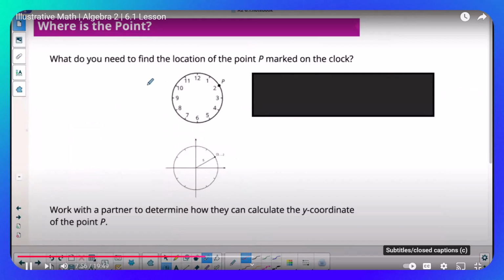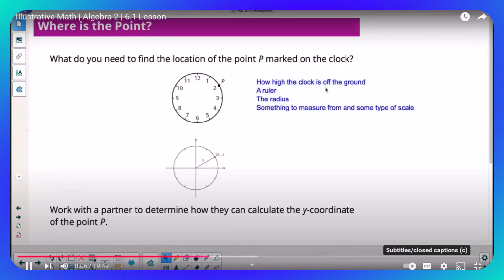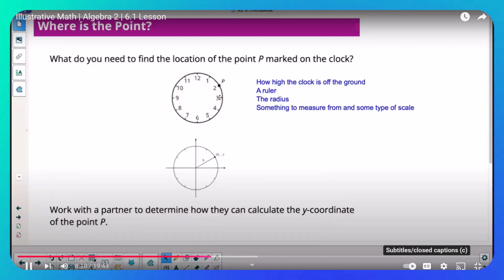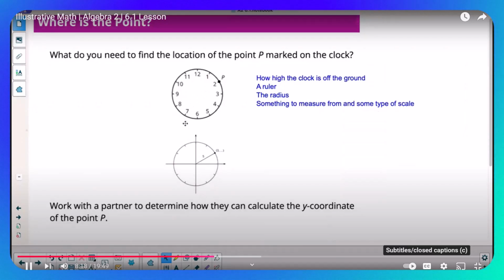All right. What do you need to find the location of point P marked on the clock? Well, we would need to know how high the clock is off the ground. Maybe a ruler. The radius would be helpful. Something to measure from, maybe some type of scale. Those all would be helpful. All right.